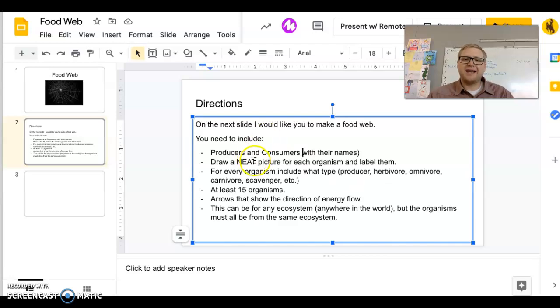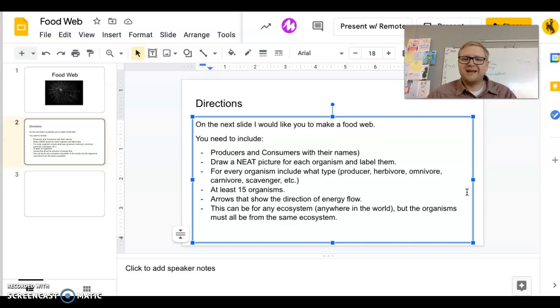You need to draw a neat picture. Neat is the key word. You cannot do stick figures. You can't just do like scribbles. You need to actually try on these drawings. I know not all of us are Vincent van Gogh. I am not especially, but I want you to put in your best effort here. So draw a neat picture for each organism.